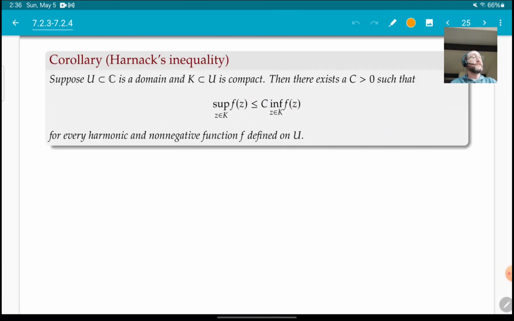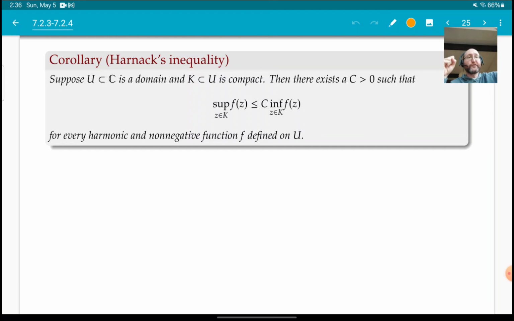Okay. Now there's a general version of this. In the general version, we're just going to prove that there is some constant. We're not going to get the best constant. A lot of times, some constant is good enough. And really the whole thing is one inequality, in a sense. So this is what we're getting in general. Suppose that we have a domain U and a compact subset K of U. Then there exists a constant. This constant depends on K.